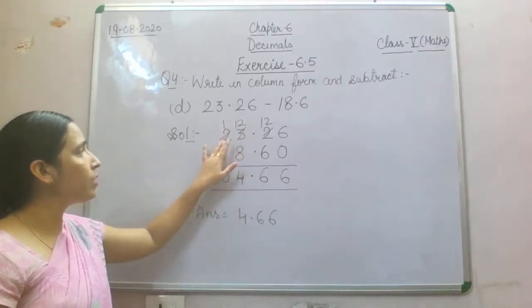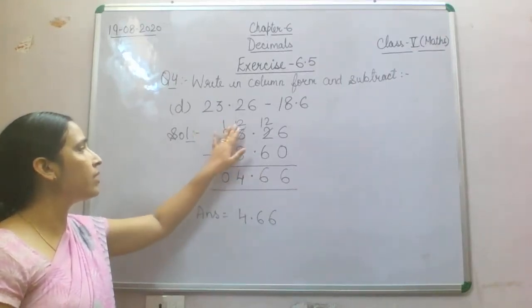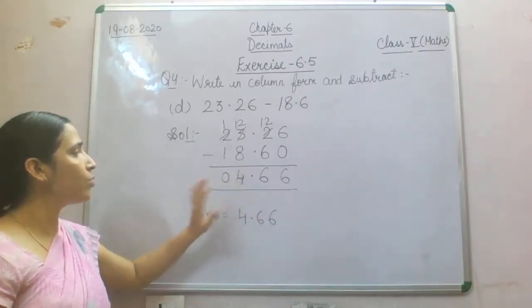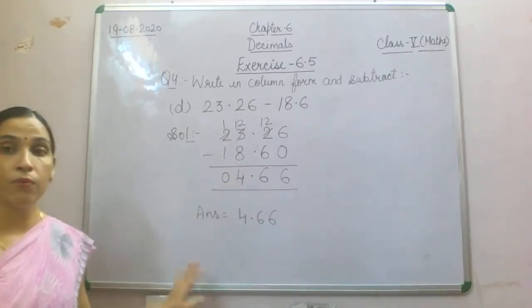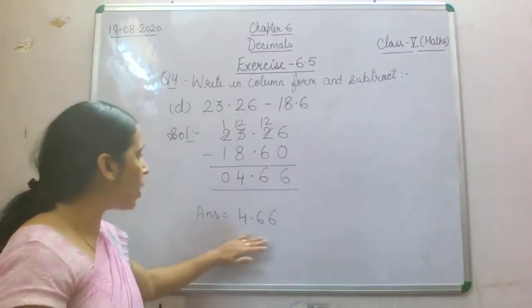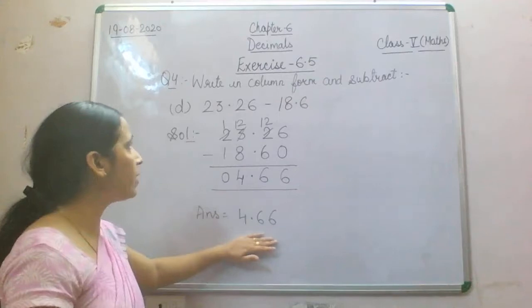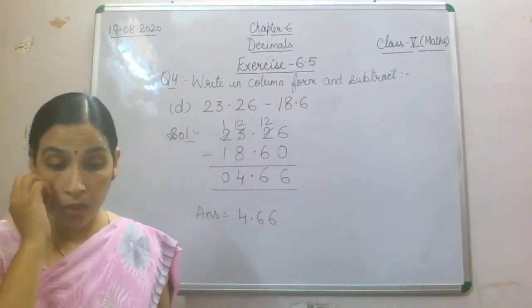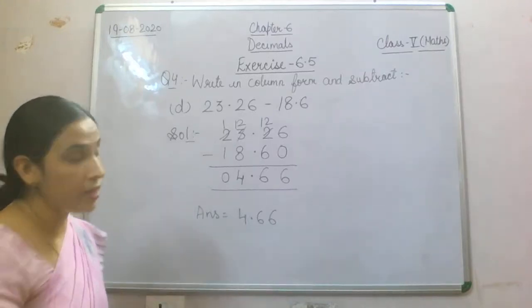2 will borrow from this 2. This 2 will become 1 and this will become 12. 12 minus 8, what will you get? 4, and here you will get 0. What is the answer? 4.66. This will be your answer when you write it in column form. Fine, and you will subtract it. So with this we have completed our D part.